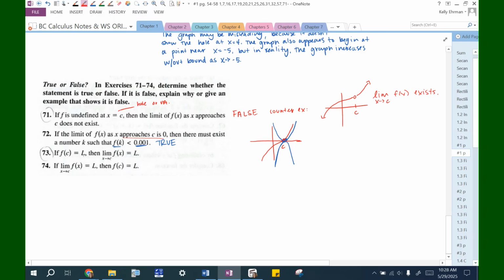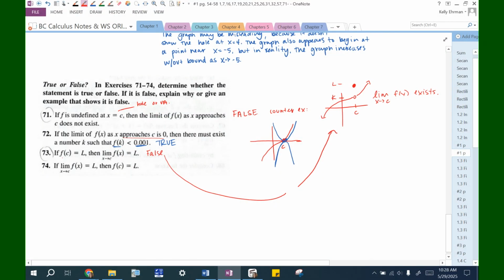73. If f of c is equal to L, then the limit as x approaches c of f of x is equal to L. So that's false. Because let's go with my counterexample again. So this limit is equal to L, but f of c is equal to L. Let's put L up here. I read it wrong. But the limit is equal to k.